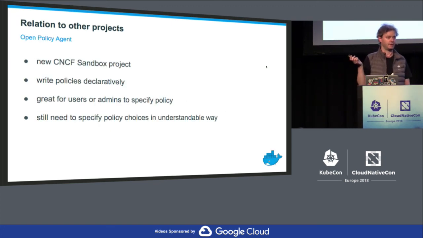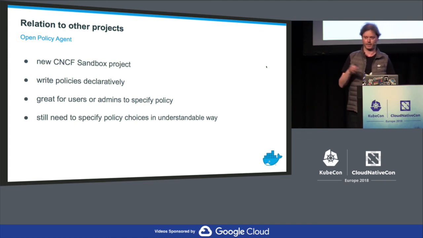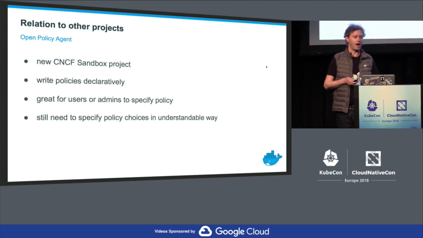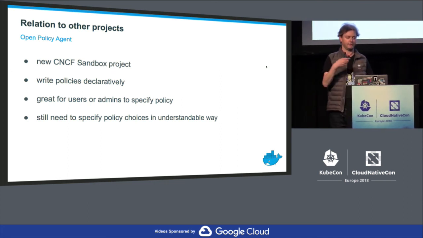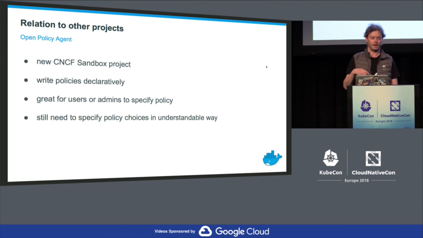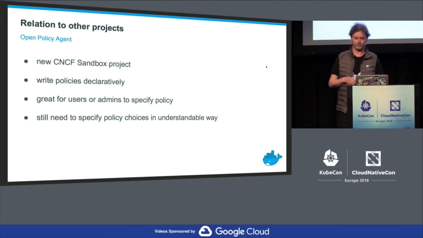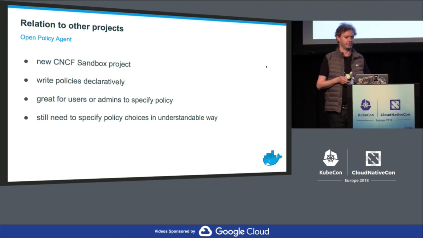Open Policy Agent is a really nice project. If you haven't looked at it yet, there have been a bunch of talks over the last few days. It's definitely worth looking at. It's a really nice way of writing policies, but you still need something to define what the user-understandable things are that you're going to write those policies over. But it would be nice to look at integrating the two, because it's a really nice framework to use, and I definitely recommend it.